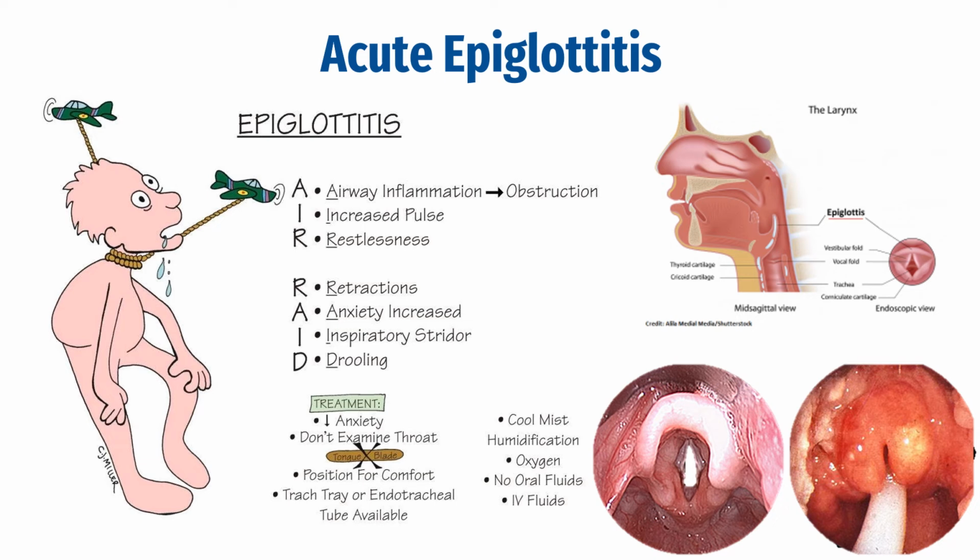The 3 cardinal signs of this are an absence of a spontaneous cough, so this one does not have a cough, presence of drooling, and agitation. They're drooling because, of course, their airway is closed off, so they're not able to swallow that. You're also going to notice tachycardia. They're going to be restless because they're scared.